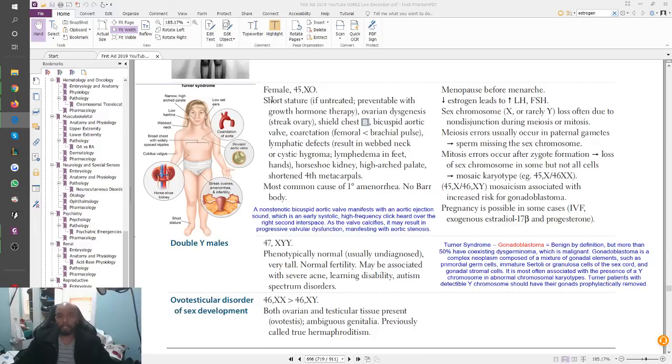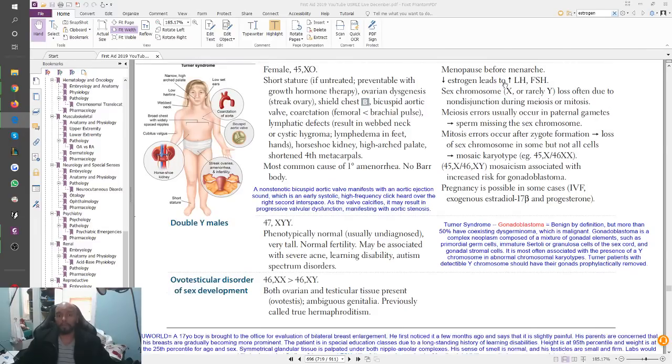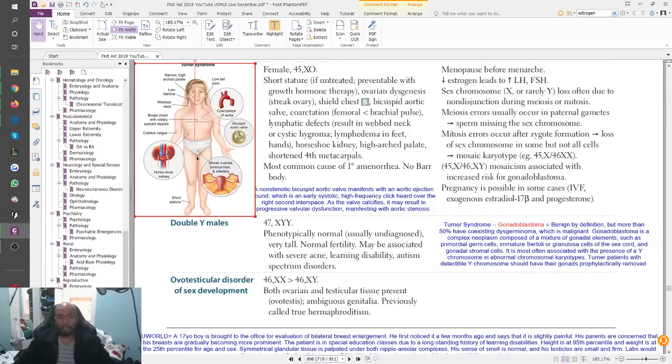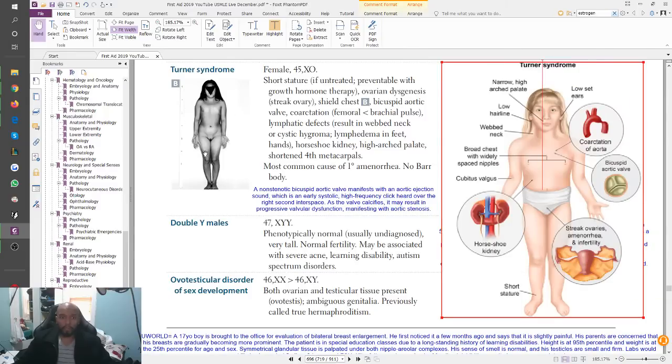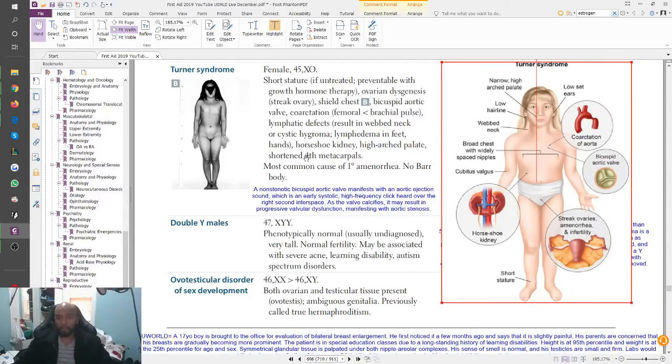So let's take a look at the entire cocktail of symptoms and presentation. Short stature, if untreated, preventable with growth hormone therapy. Ovarian dysgenesis, so you're going to see something called a streak ovary, like this one here. This is actually the UWorld image for this. So let me put it here and make it bigger for you guys to catch it. The picture they gave was just a real patient, but it doesn't really do the job necessarily. So the UWorld picture was a little better.